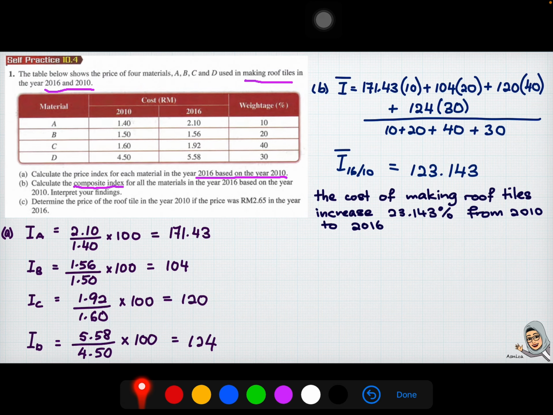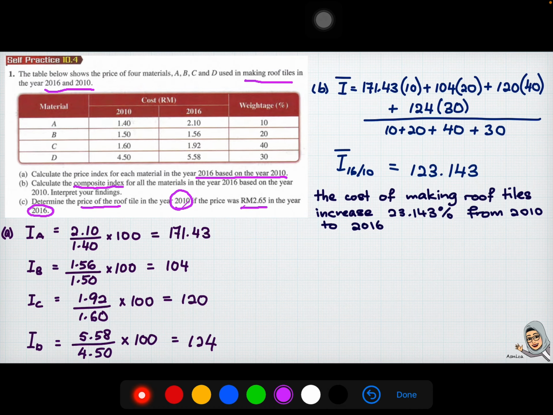Next, finally we need to determine the price of the roof tile in the year 2010 if the price was RM2.65 in the year 2016. So RM2.65 in the year 2016 is the price of the roof. So it will be compared to the year of 2010.